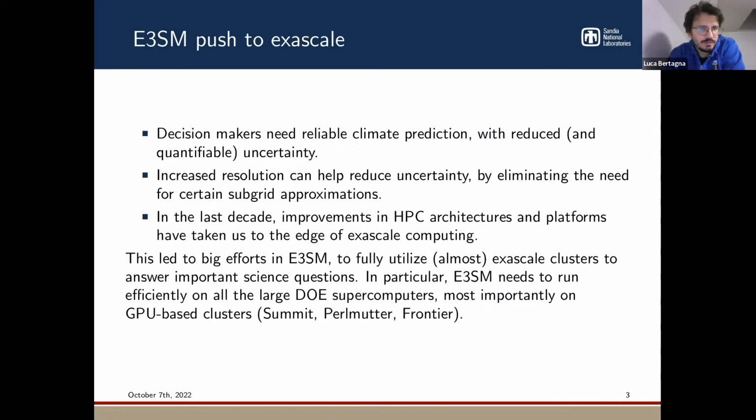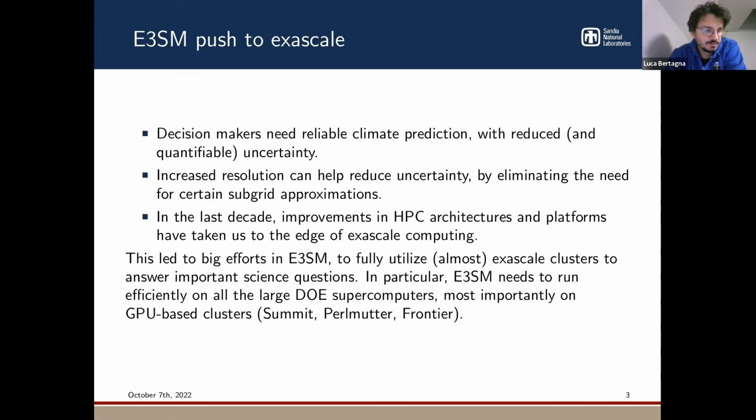And this push was driven by a few factors. One is that decision makers need more reliable climate prediction, most importantly with reduced and quantifiable uncertainty. One of the tasks was to develop a much higher resolution for the atmosphere component to get rid of some parameterization and hopefully reduce uncertainty. And that led to resolutions and grids that were very, very large.